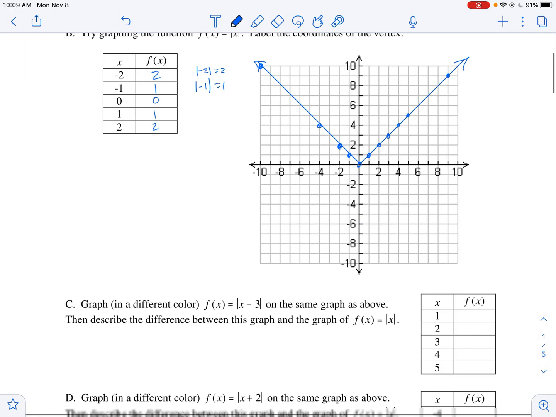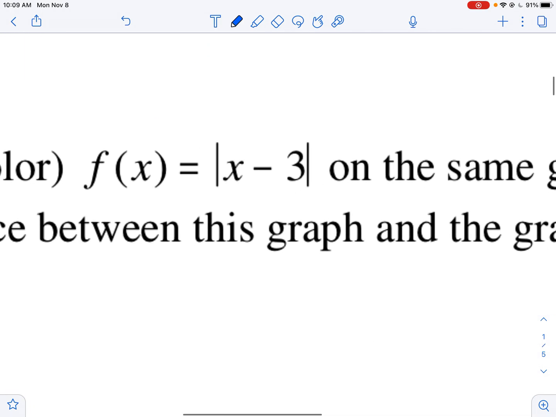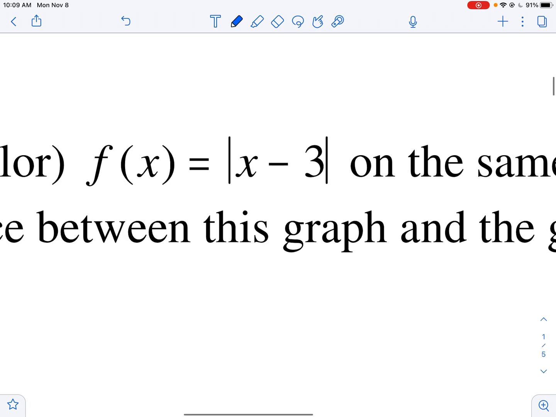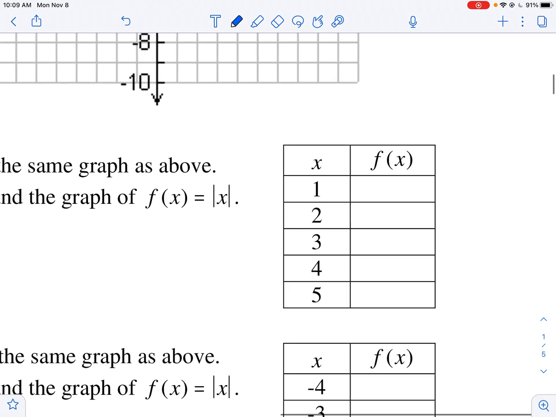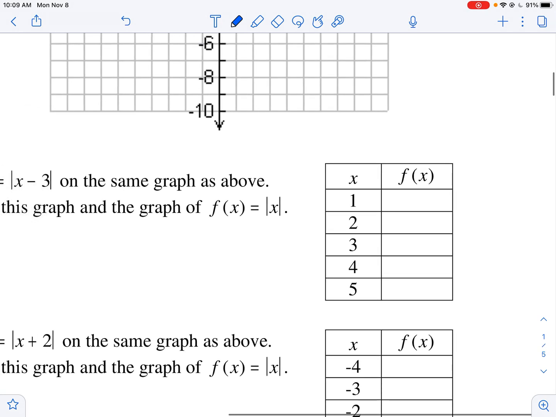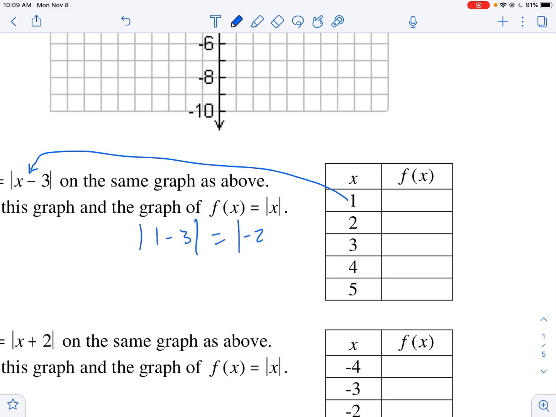What's going on through the rest of this packet is you need to do things like the absolute value of x minus 3. You're going to fill in your table. You put 1 in there: the absolute value of 1 minus 3 is the absolute value of negative 2, which we already know is 2. Then you plug in 2: the absolute value of 2 minus 3 is the absolute value of negative 1, which is 1. And you fill in your table.